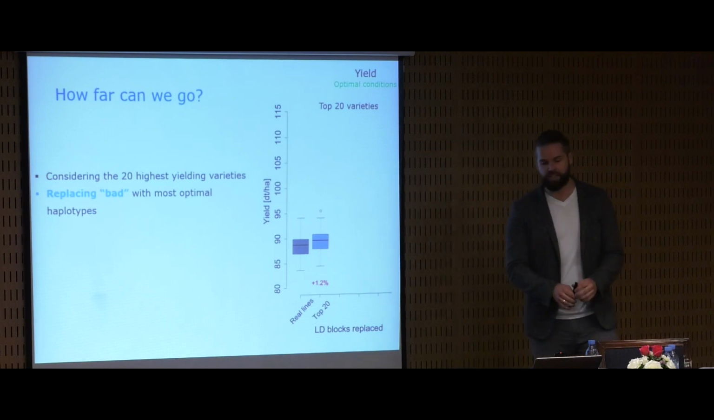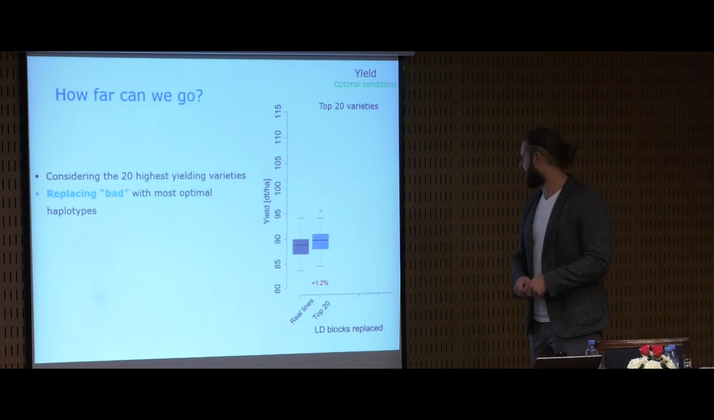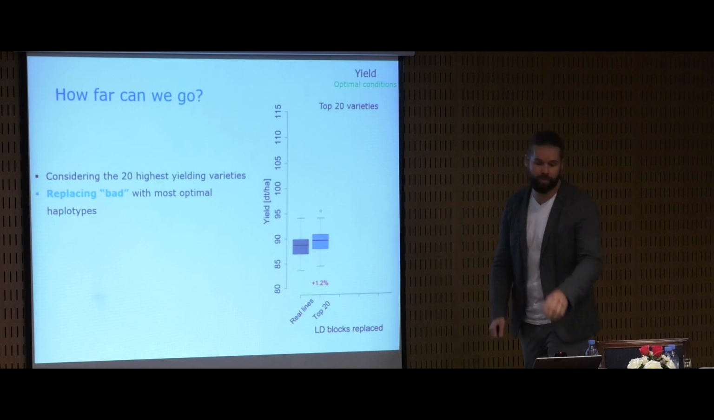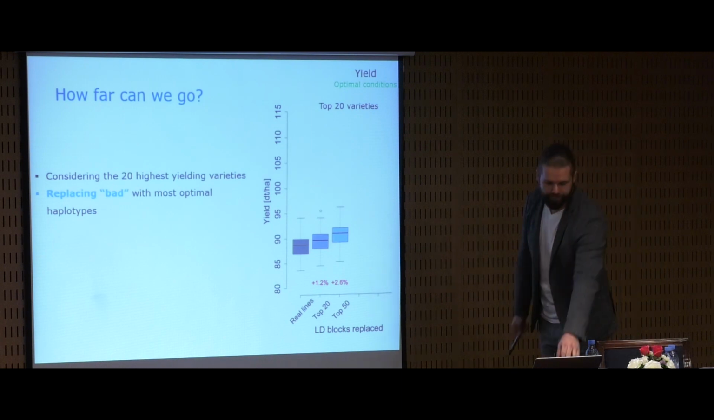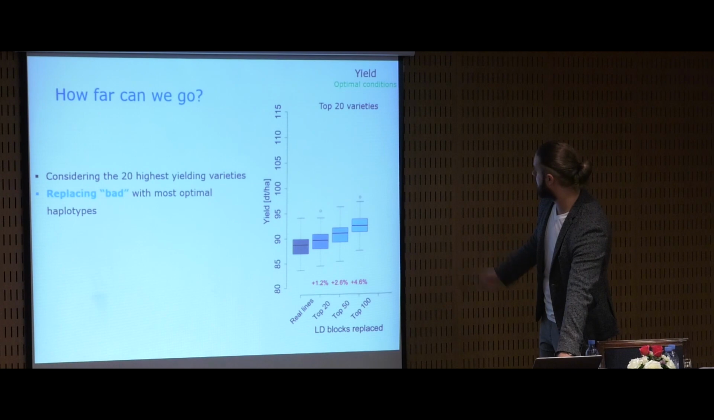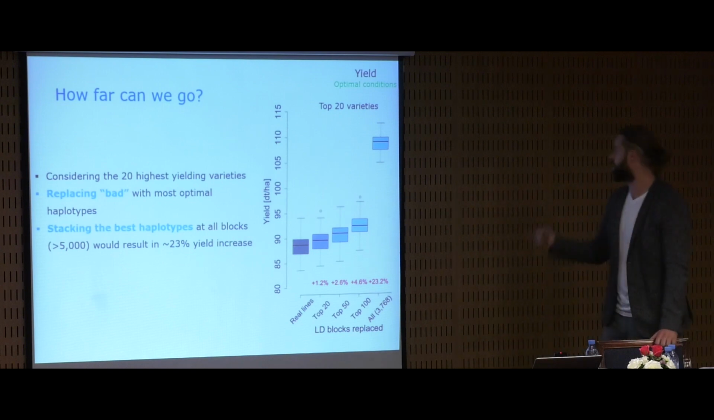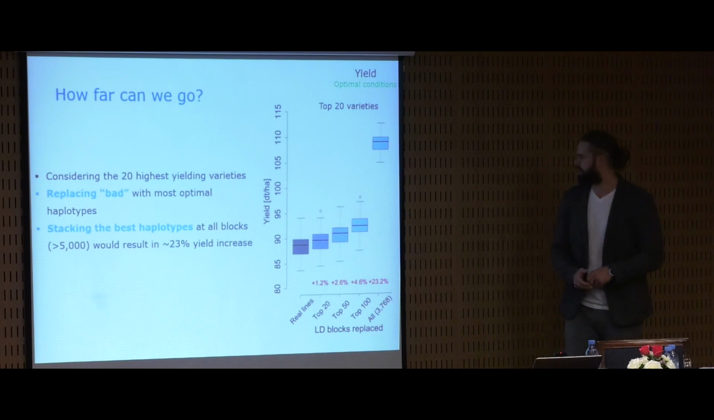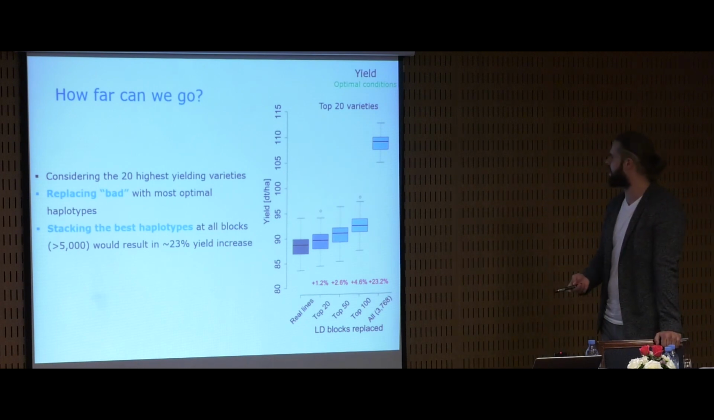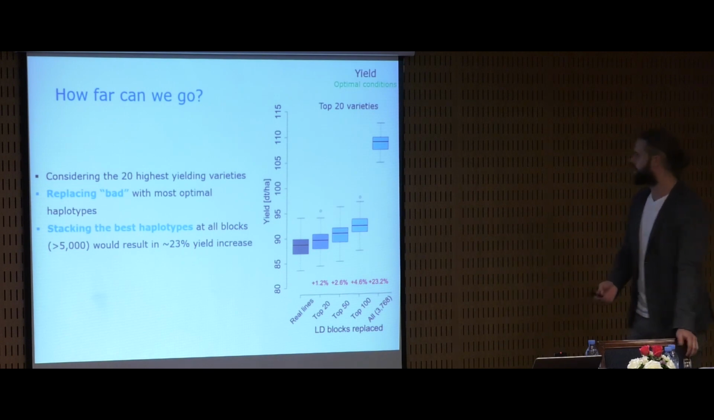Considering the top 20 blocks, we were getting something like a yield increase of 1.2%. We could increase this to 2.6% if we were considering the top 50 blocks, and increase this a bit further when we were considering the top 100 blocks. And in the most unrealistic scenario in which we were to stack all possible positive haplotypes across the genome, we were getting something like an increase of 23% in yield, which is obviously overly optimistic. We're ignoring any sort of interactions between genes. We're just assuming full additivity, which is really unrealistic.